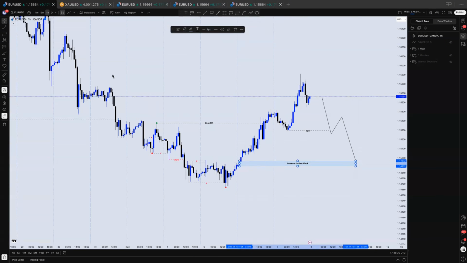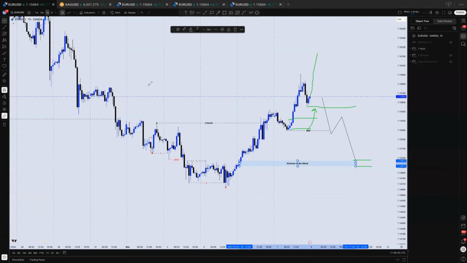But another possibility is that price will not go for this adjustment, but it will create another adjustment, and the new adjustment will be transferred to this point, and this will be our adjustment, and this will be the decisional order block, and this will be the extreme order block. So these are the two possible scenarios, but this is just for directional bias.